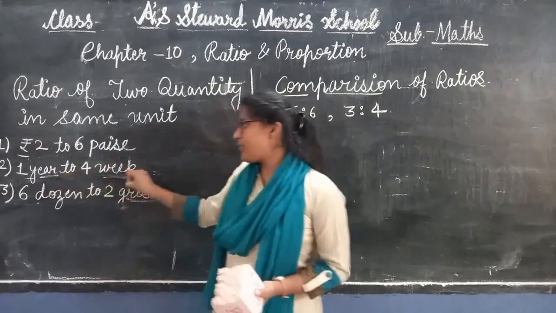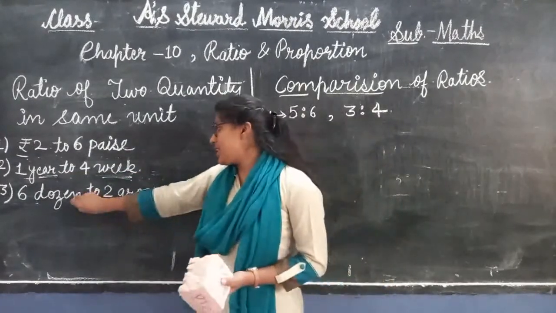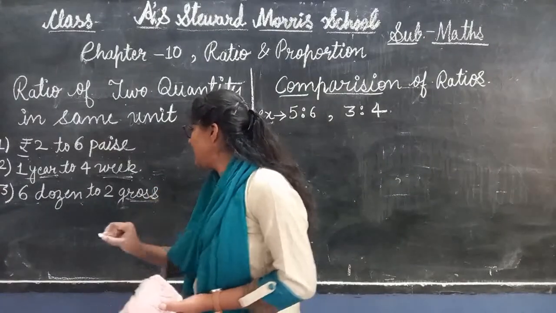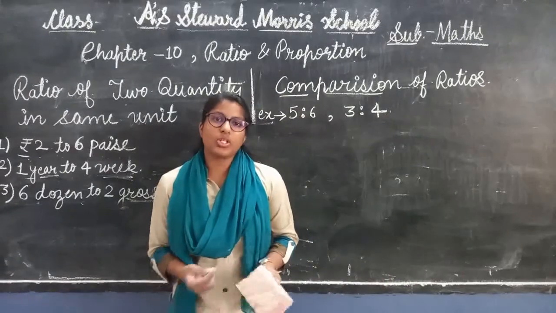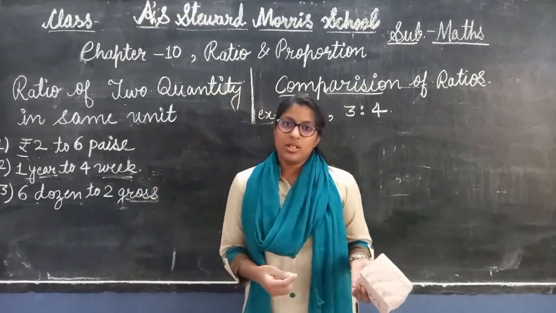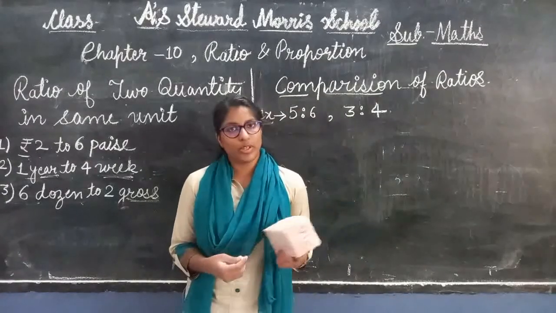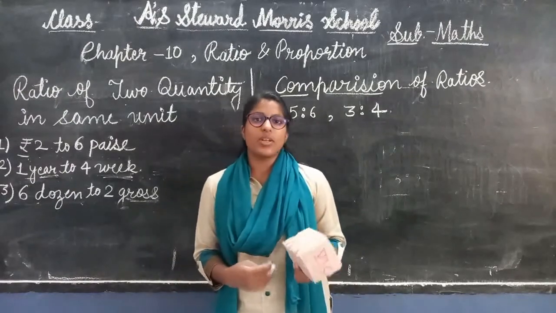If years and weeks are given, we need to convert into weeks. If dozen and gross are given, this is a different concept I will tell you. Listen, if centimeter and meter are given, you need to convert into centimeter. If milliliter and liter are given, you need to convert into milliliter. So in this way, firstly you need to convert the units.